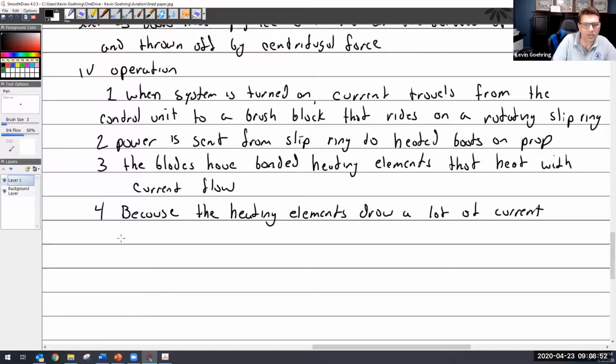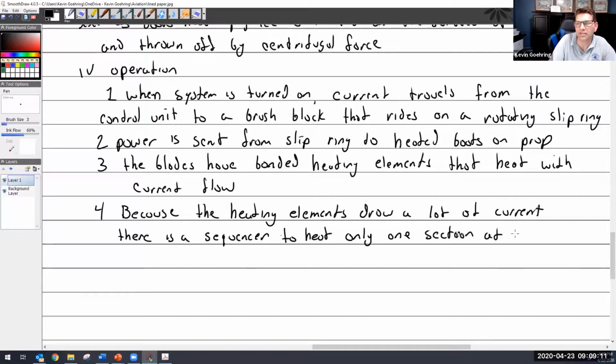there is a sequencer. A sequencer heats only one section at a time. Oh, I probably don't need to go on. I had an example. I'll put left outboard. Well, I'll just do it. What the heck? It takes me longer to tell you why I don't do something.